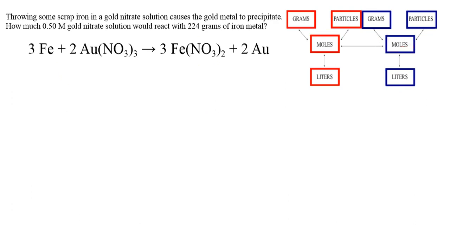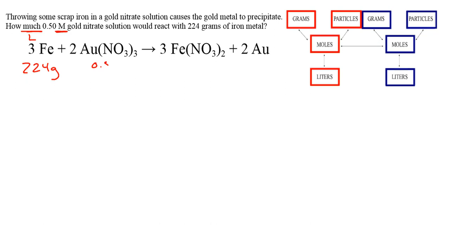All right, here we go. Our final problem for the day. It says throwing some scrap iron in a gold nitrate solution causes the gold metal to precipitate, which is nice. You can actually get solid gold out of this reaction. How much 0.5 molar gold nitrate solution would react with 224 grams of iron? So if you had access to 224 grams of iron, it's wondering how much of the gold nitrate solution would you need. Again, when it's asking for a volume, or sorry, a molarity, and asks for how much, usually we assume liters, not mass. And it's a little bit different here.